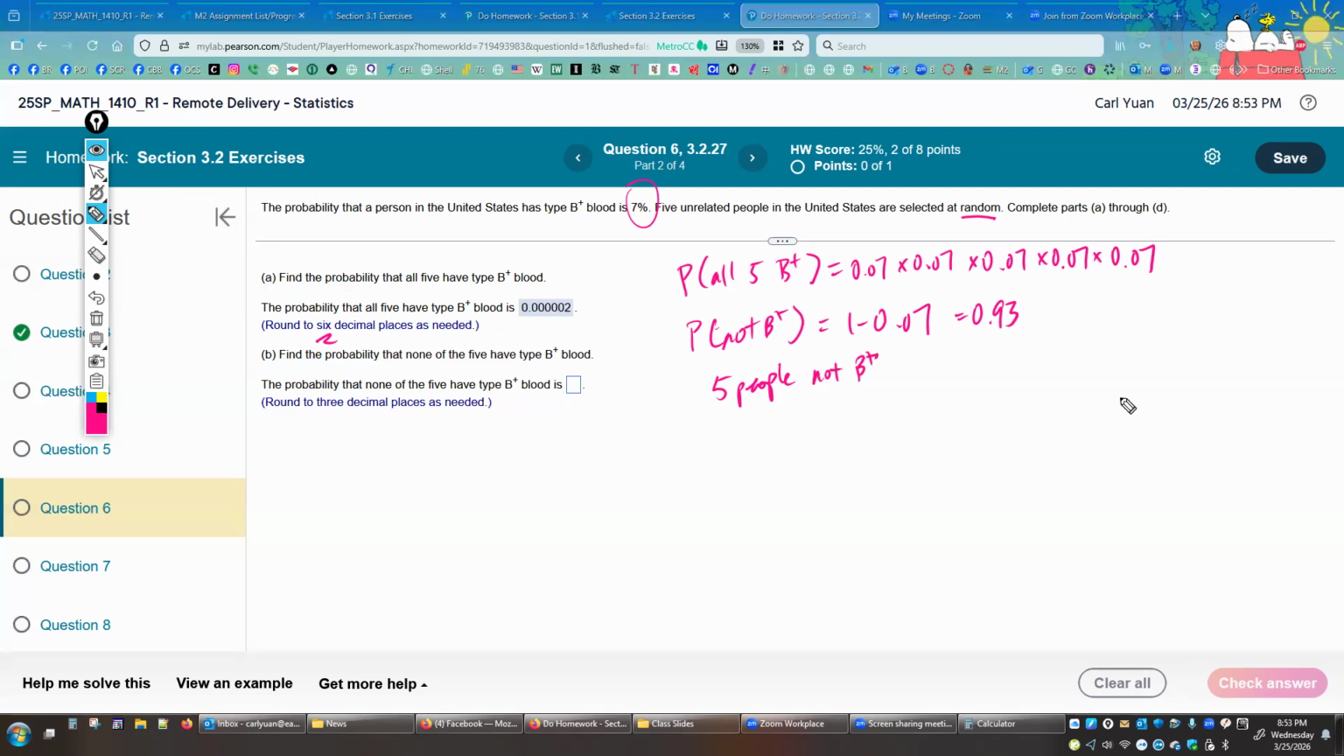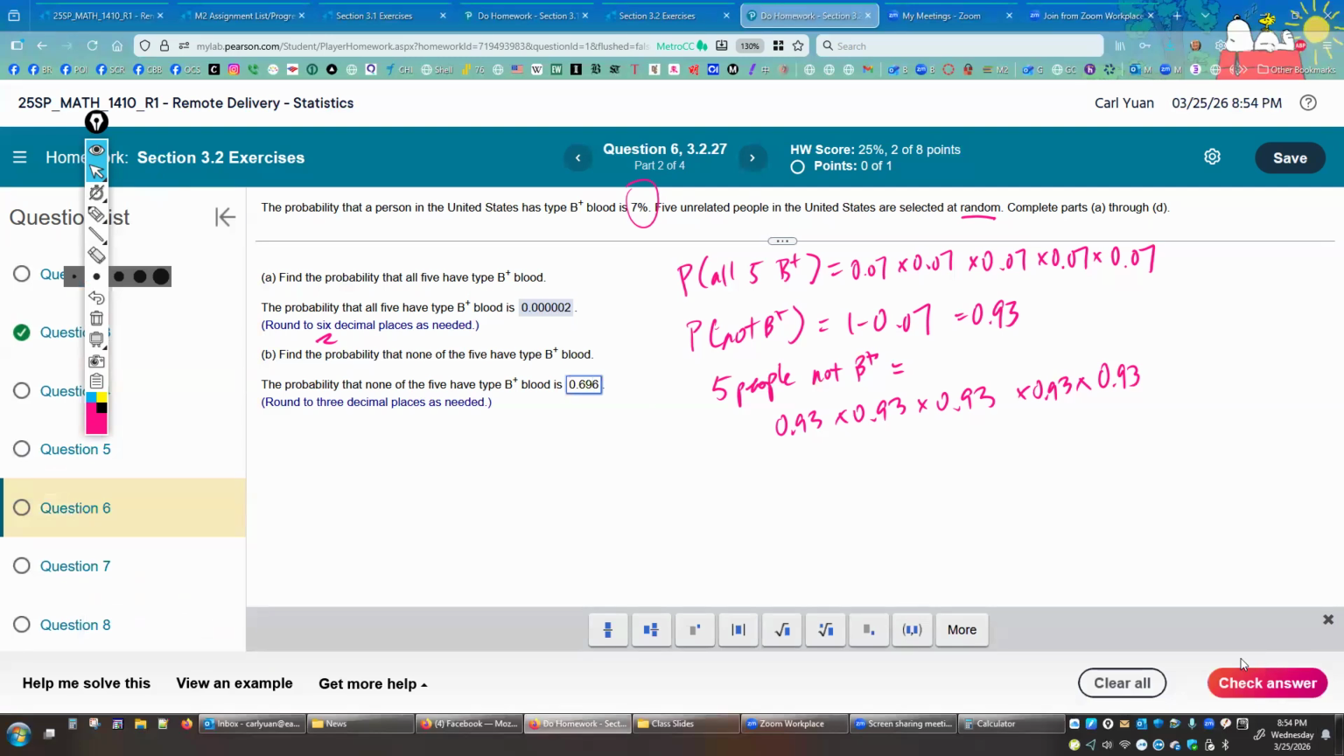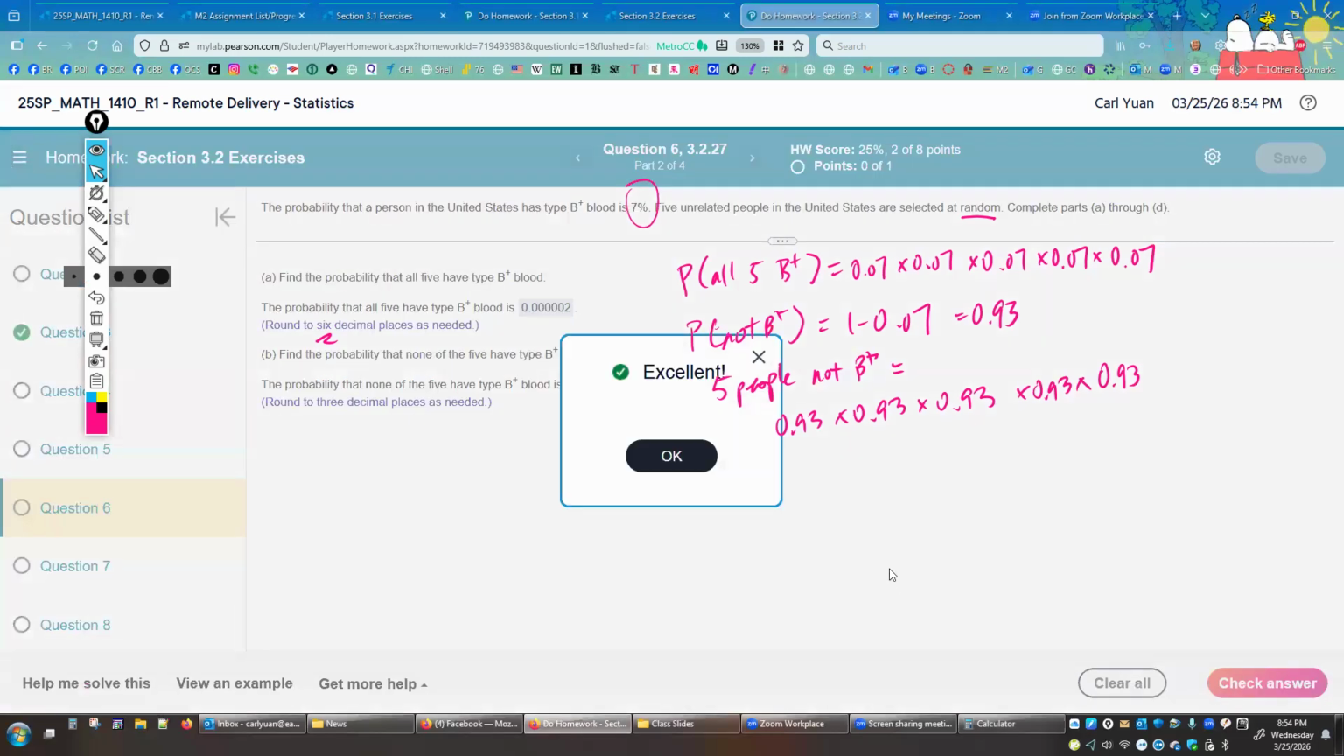Hopefully that makes sense to you. One person not B plus, 0.93. 5 people, all not B pluses, I multiplied that number 5 times. Let's see if I'm right. I should be. 0.93 times 0.93 times 0.93 times 0.93 times 0.93 would be, at 3 decimal places, 0.696. All right, good job.